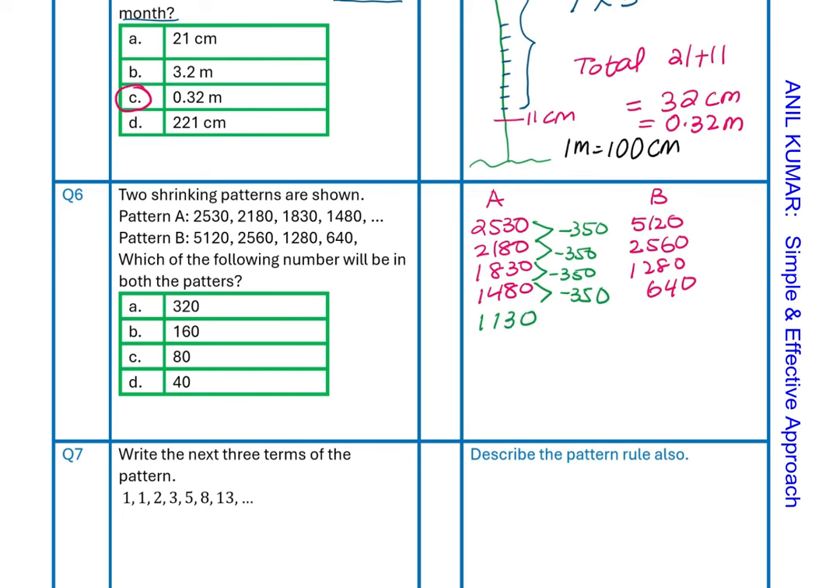Now the other pattern, so continue this, right? The other pattern is every time it is becoming half, right? Half each time.